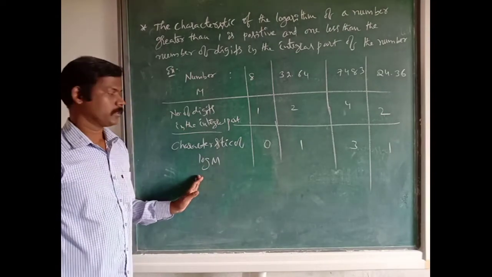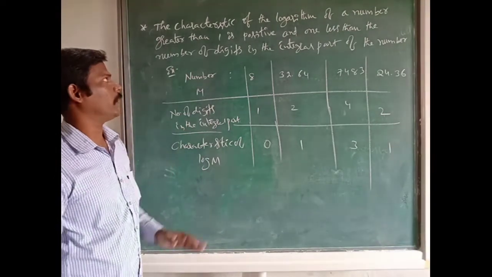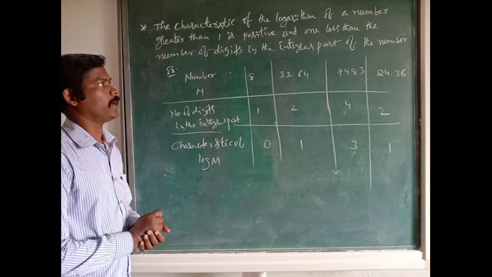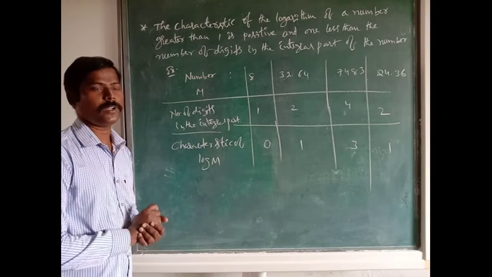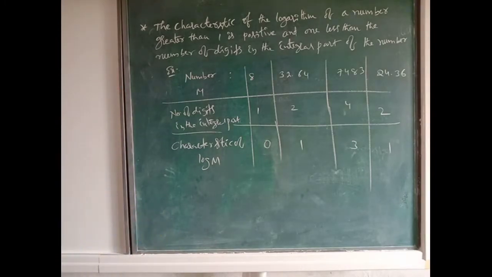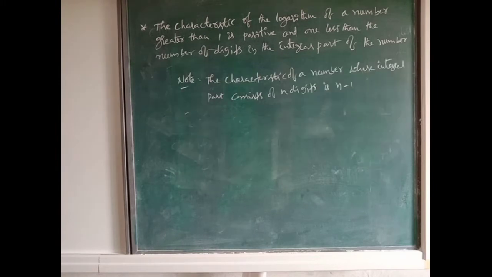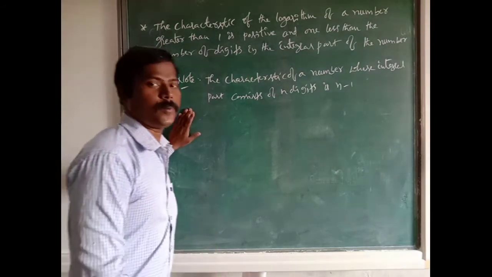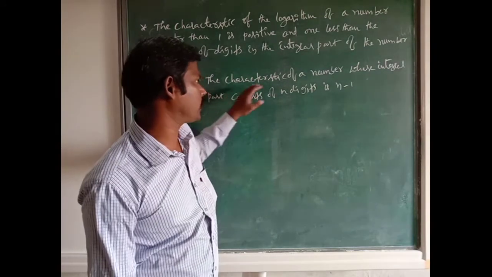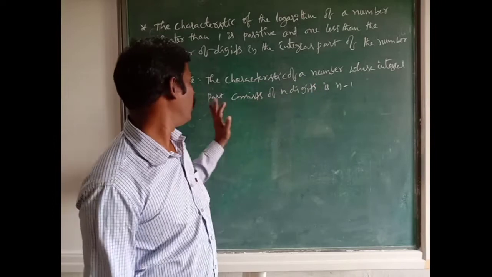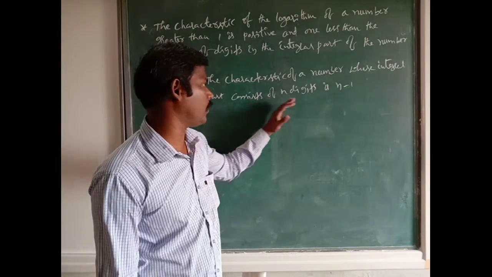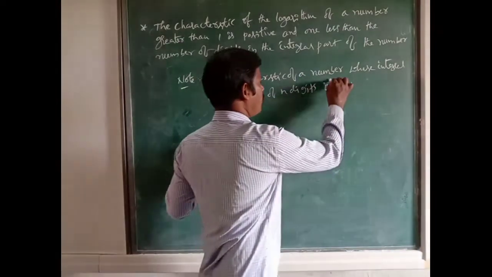Okay. So this is the way to find the characteristic of a logarithm of a number greater than 1. Okay students, here you can observe the note point. What is the note point? Very important: the characteristic of a number whose integral part consists of n digits is n minus 1.